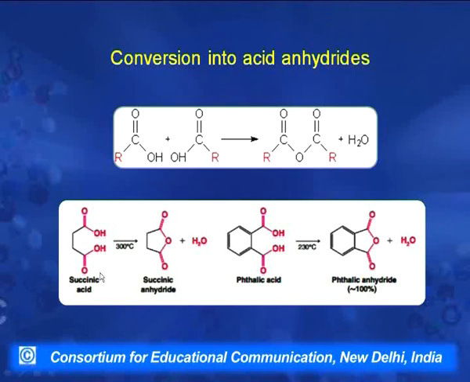Anhydrides can be formed even by dicarboxylic acids, meaning if a carboxylic acid has two carboxyl groups, on heating it may lose a water molecule, like succinic acid gives us succinic anhydride. Similarly, phthalic acid is an aromatic acid with two carboxyl groups at the ortho position. They are so nearly placed that on heating they lose a water molecule and we get the anhydride called phthalic anhydride. So, anhydrides are the group of compounds which are obtained by the loss of a water molecule between two carboxylic acid groups.